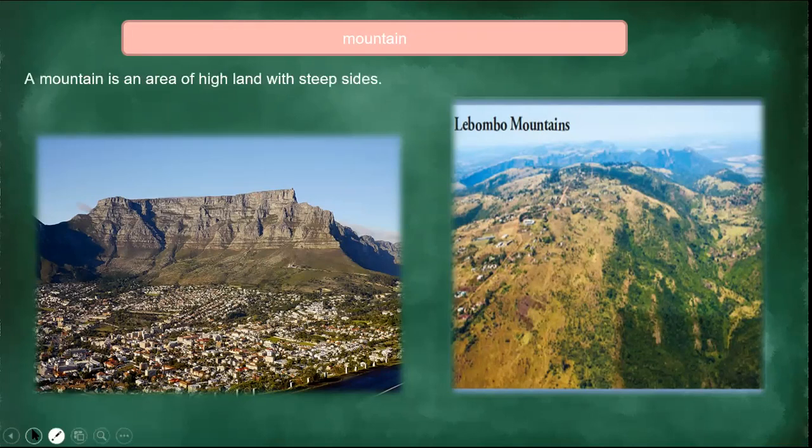A mountain range is an area of high land. As you can see, these mountains are high land and these houses here are in a low land. So it is an area of high land with steep sides. The sides are steep. And if they tell you to go up here, you won't be able to go because it is very steep. You will fall. Okay. So we have hills.